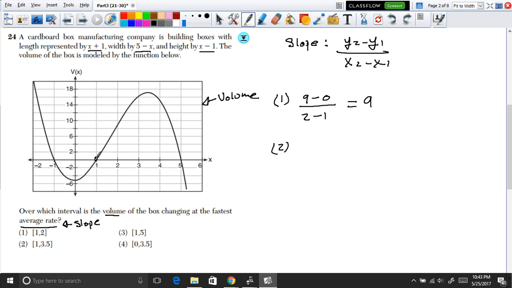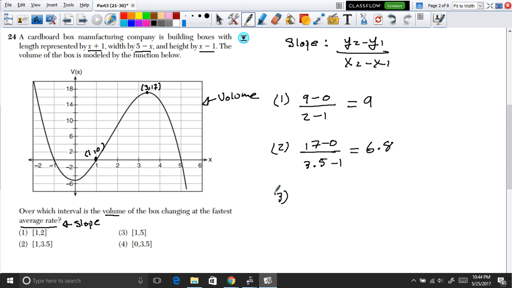When x is 1, we get this point, which is 1 comma 0. And when x is 3.5, which is about here, we're going to get this point, which we're going to say is about 17. This is 3.5 comma 17. All right, so we got our points. Let's find our slope. In this case, we're going to get 17 minus 0 over 3.5 minus 1. If we do this in the calculator, we're going to get 6.8.